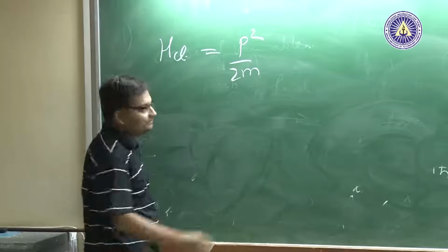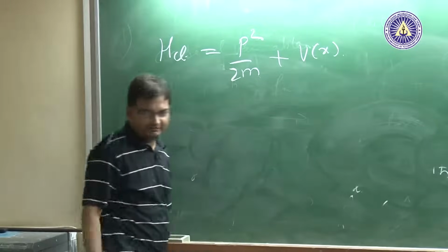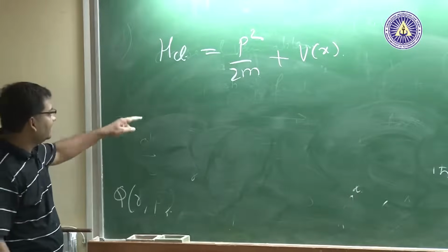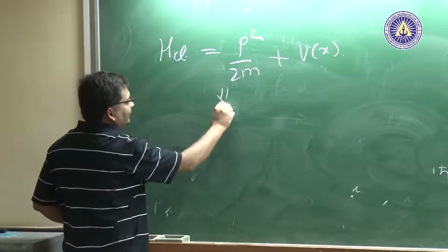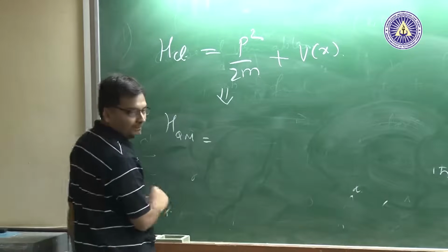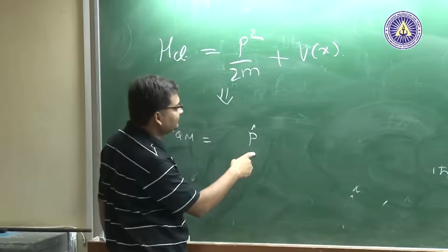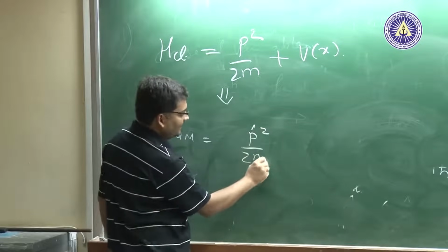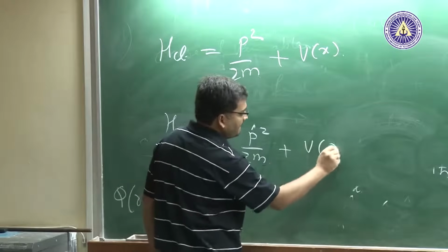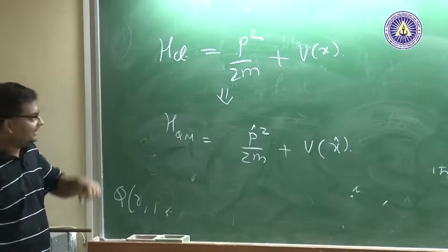P squared by 2m plus V. Let me take conservative forces only, V of x, for example. And correspondingly, I can define a quantum mechanical Hamiltonian, where my p becomes the p operator, minus iħ ∂/∂x, squared by 2m, plus V of x hat.